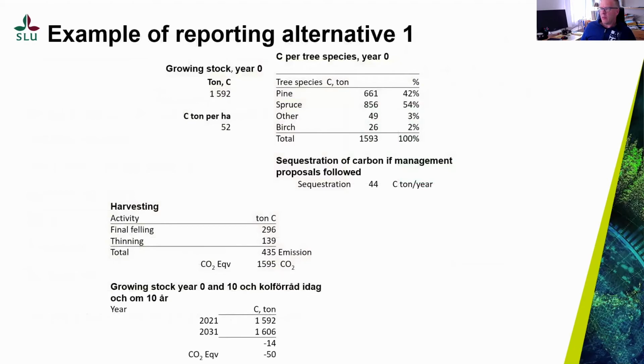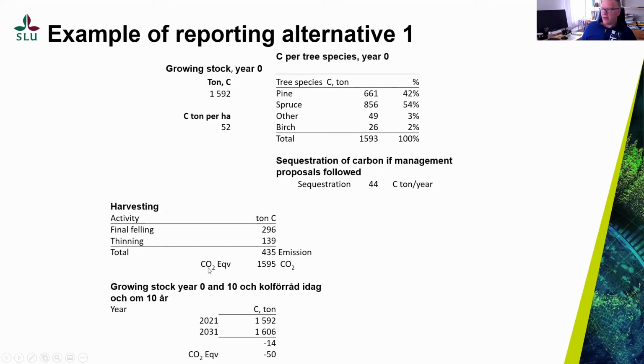So this is an example. I made the calculations for a small forest estate, just to see. This is how it can be presented. Growing stock or carbon stock should be here. This is the total for the forest estate, about 30 hectares, tons per hectare, distributed on tree species, and also this is the sequestration of carbon if management proposals are followed, 44 tons per year. But then you take out for the harvesting in the next 10 years 435 tons of carbon.